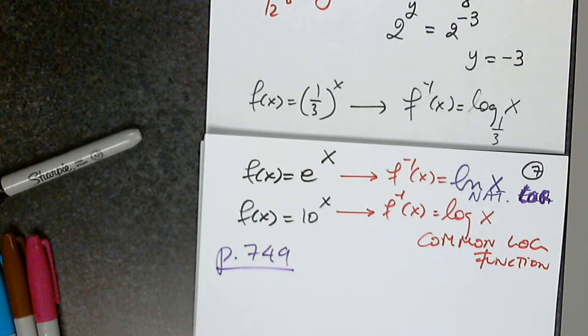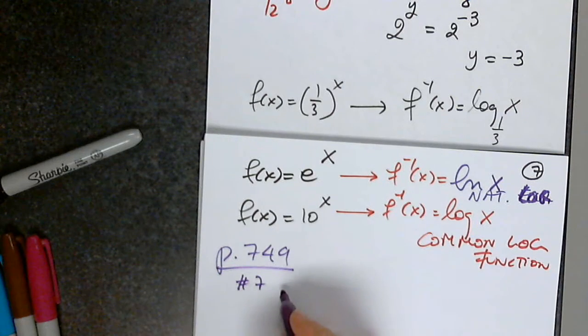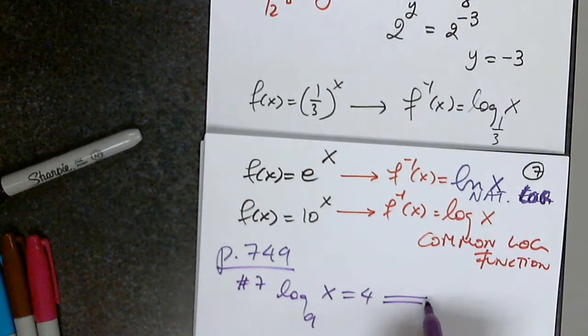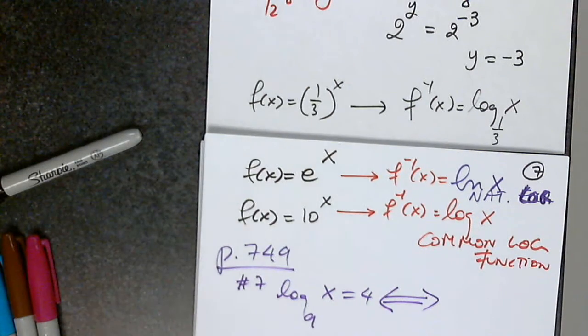We're asked to write each exponential equation as a log equation. No, write each log as an exponential. That's the first one. Okay, problem 7. Log base 9 of x is 4. They want us to change this into an exponential equation. How do I do that?